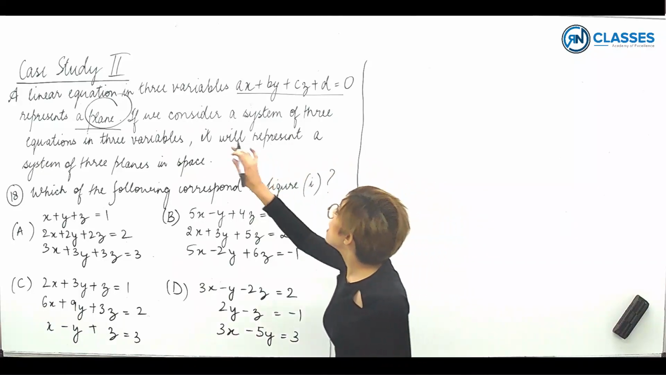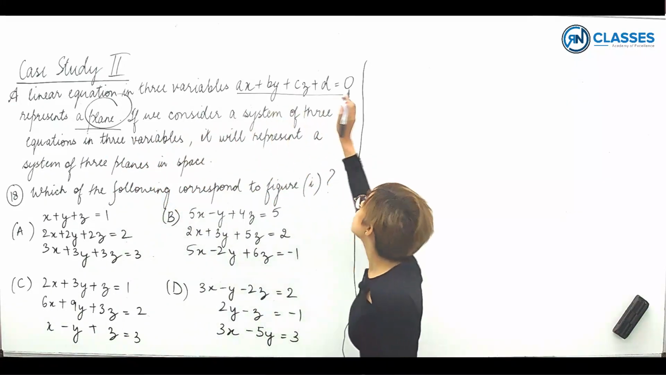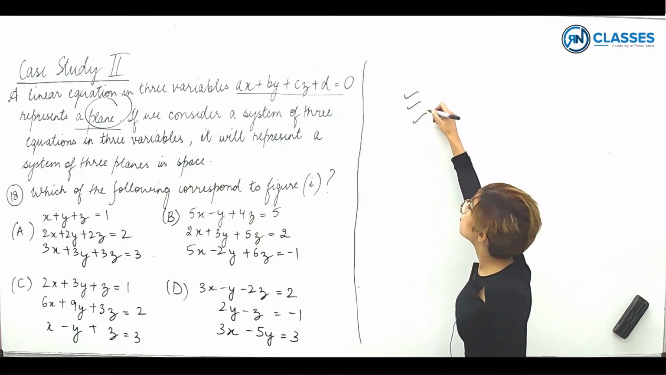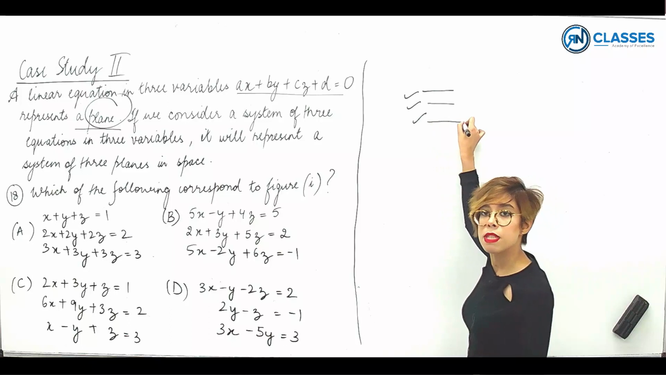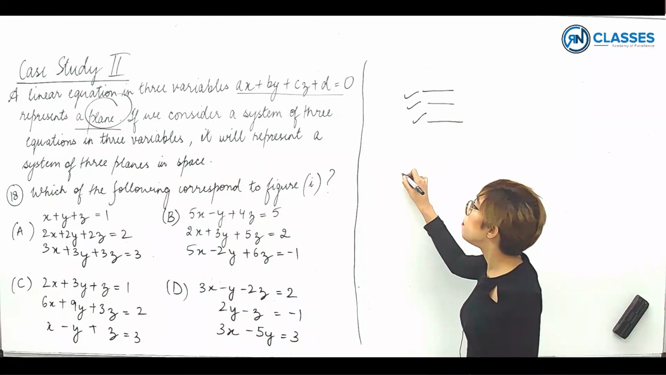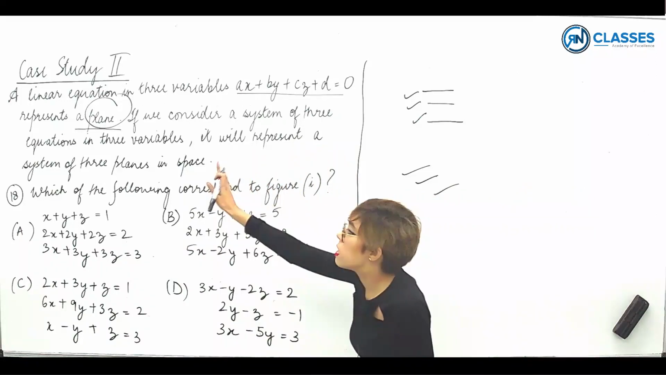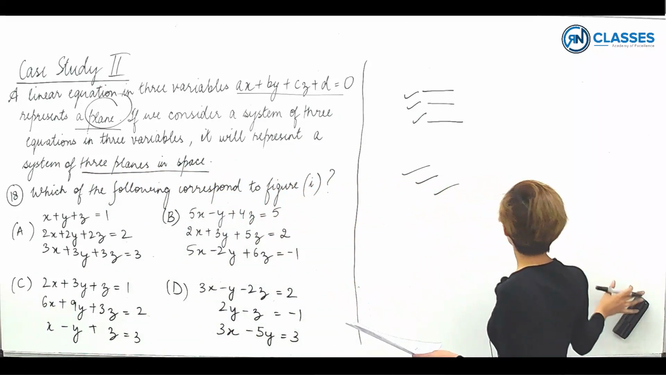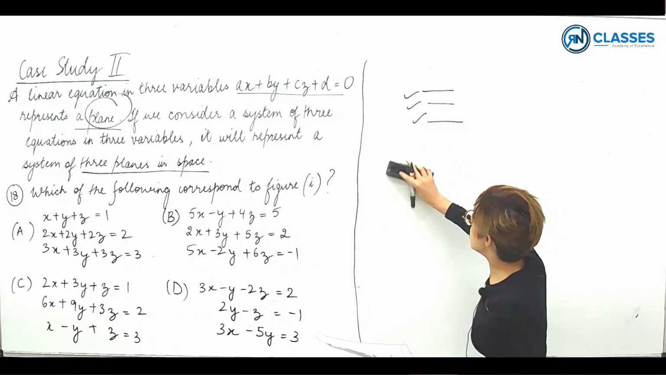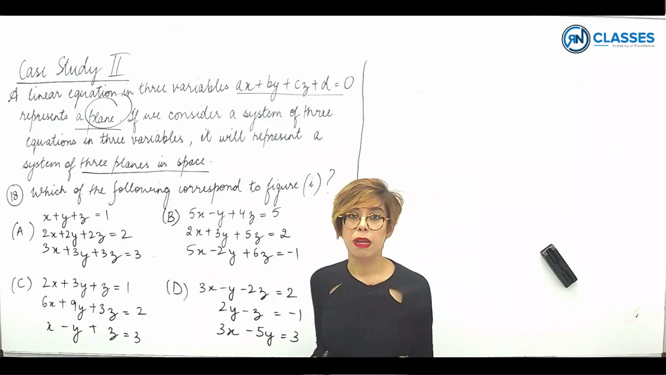Okay. Now, if we consider a system of 3 equations in 3 variables, now you need to consider 3 equations. This will represent a plane. This will represent a plane, this will represent a plane. So basically you will be getting 3 planes, right? It will represent a system of 3 planes in space. Perfect. Now in the diagram, if you can see, there are interactions given between these planes, right?